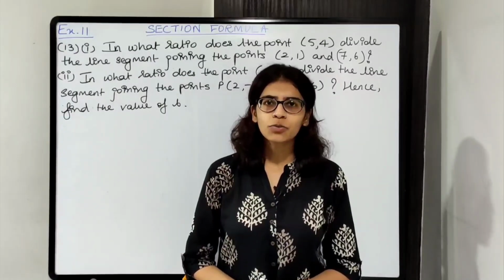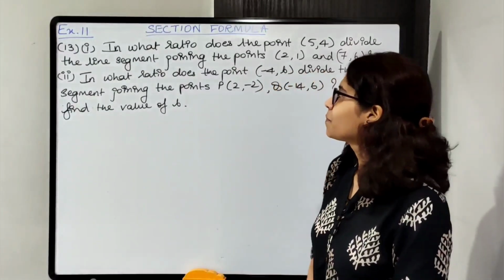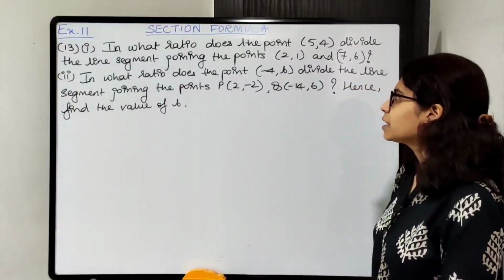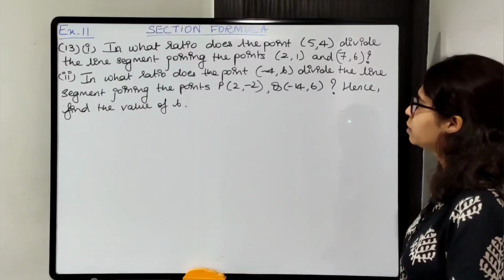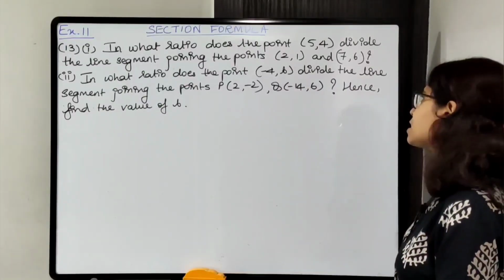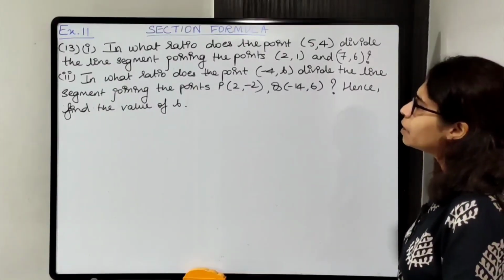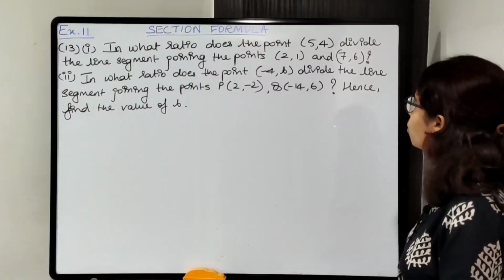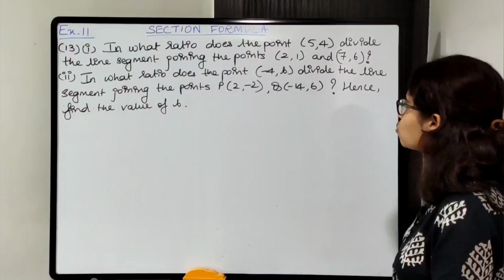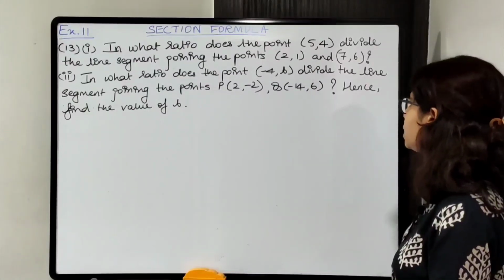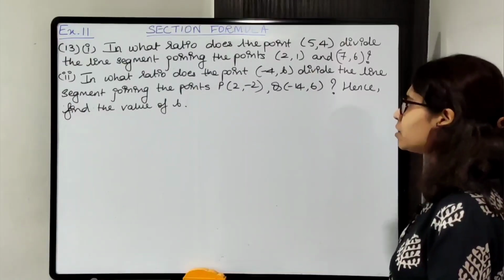So let us continue with question number 13. There are two parts. First part, in what ratio does the point 5, minus 4 divide the line segment joining the points 2, 1 and 7, 6. Second part, in what ratio does the point minus 4, b divide the line segment joining the points p 2, minus 2 and q minus 14, 6. Hence find the value of b.